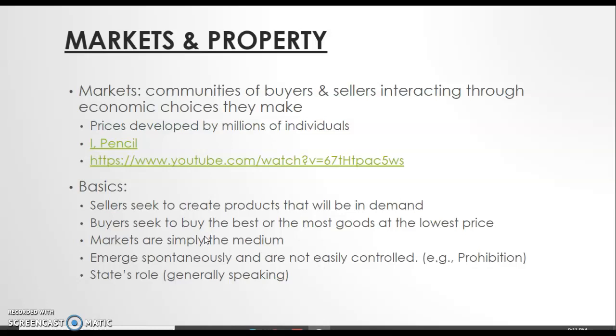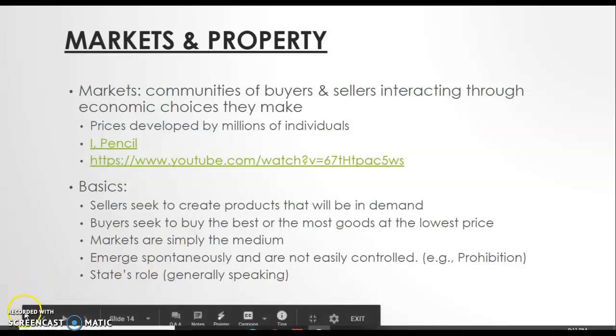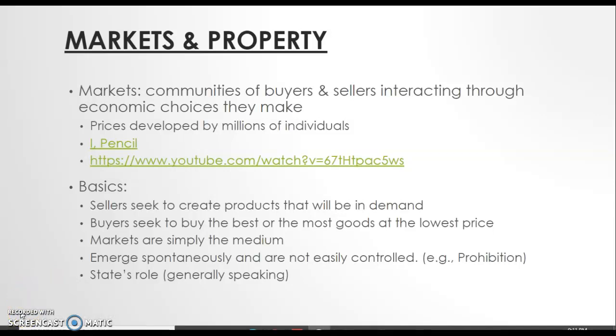But again, the goal most people would see in both markets and property for the state would be ensuring fairness and that kind of thing. So, yep, that's pretty much it for now. There are some more concepts in this idea of political economy, but I'm going to save those until we meet together.